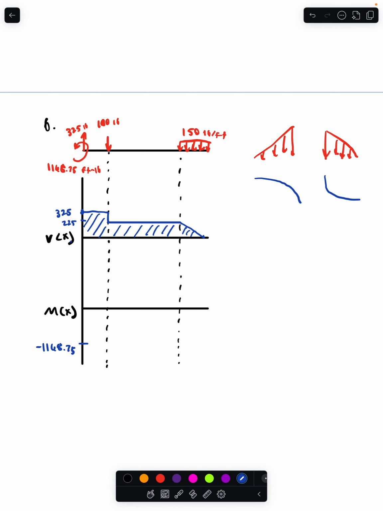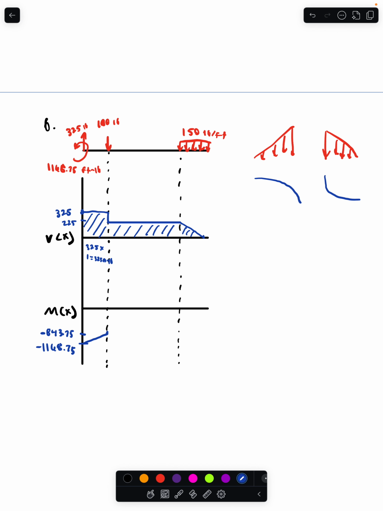Because if you think about it, these units are in pounds. If we multiply by the distance, we get foot-pounds, which is what this is in. So for this first section, we're going to have 325 times 1, which is just 325 foot-pounds. So we're going to do negative 1168.75 plus 325, which is going to be negative 843.75. And the moment diagram is the integral of the shear diagram. Since we're flat here, we're going to go up at an angle.